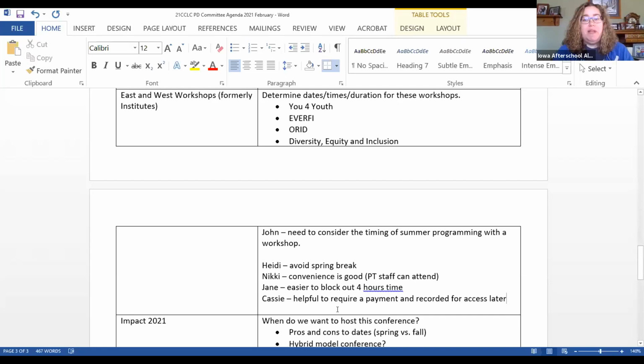Yeah, so typically we didn't charge for the institutes in the past. Now you may have had expenses accrued because of travel and hotel stay and things of that nature. So I'm wondering what Vic's response to that would be.